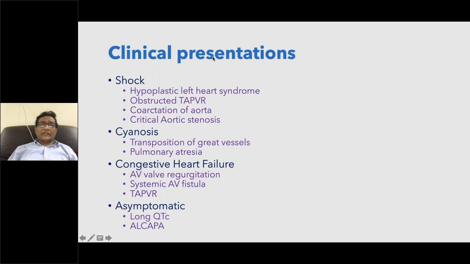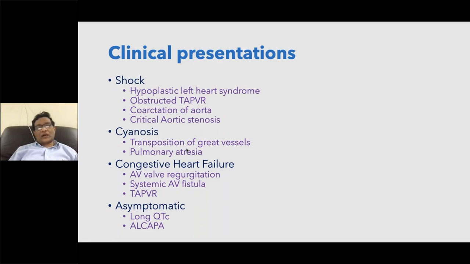So in summary, the clinical presentation of congenital heart disease in neonates: number one, hypoplastic left heart syndrome presenting as a shock, obstructed TAPVR, coarctation of aorta, critical aortic stenosis. All these systemic obstructive diseases present with a shock within the first 3 days. Whereas conditions that produce cyanosis, like transposition of great vessels and pulmonary atresia, present again within the first few days, that is the first week itself.